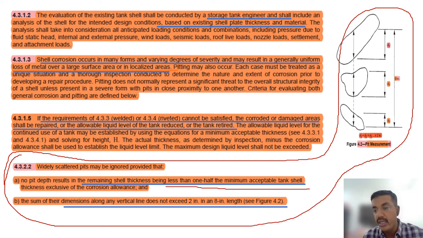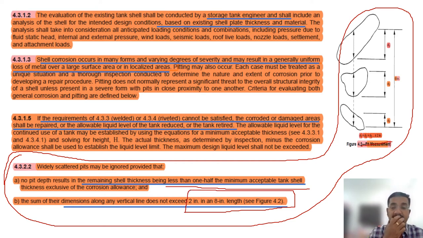Here it is very simple actually. If you find the pit depth results, let's say in an 8-inch area we found D1, D2, D3. Then we have to add all these three, D1, D2, D3, the sum. The sum of their dimensions along any vertical line should not exceed 2 inch in 8 inch length. It is a simple calculation only. In the question, they will provide the pit measurements for three areas, D1 to D3 is this much, whether it is allowed or not. Then what you have to do is add all these things and see whether, in an 8 inch length, it is exceeding 2 inch. If it is exceeding 2 inch, then it is not acceptable.